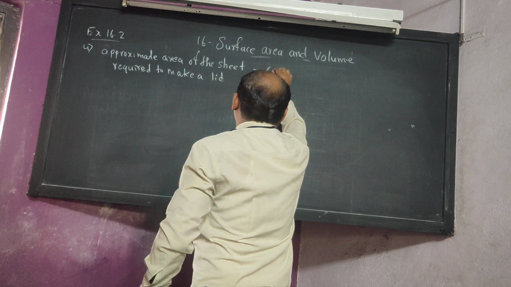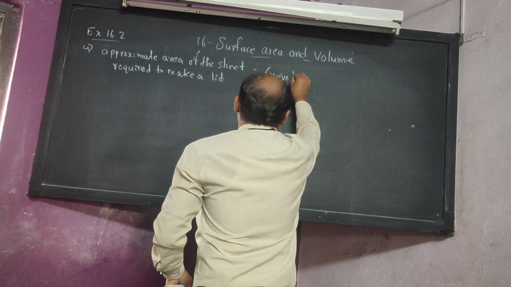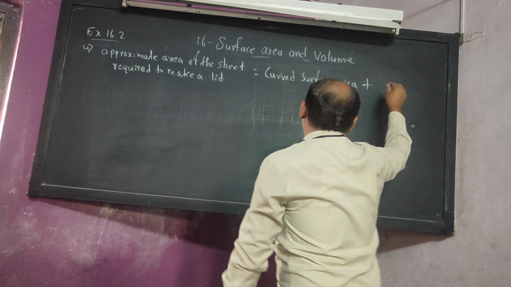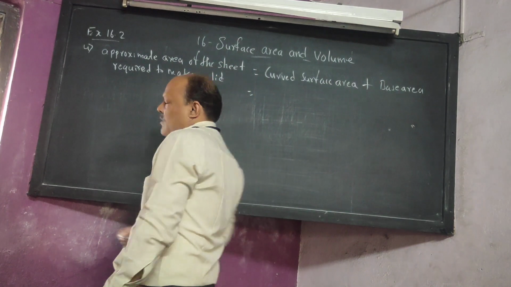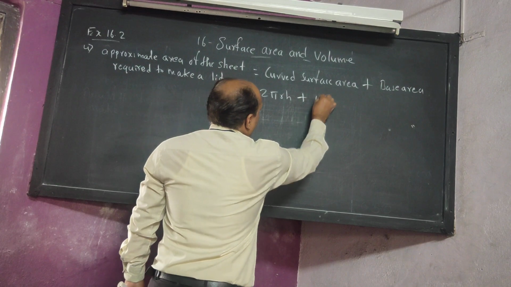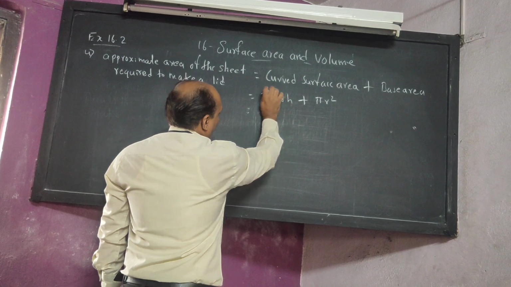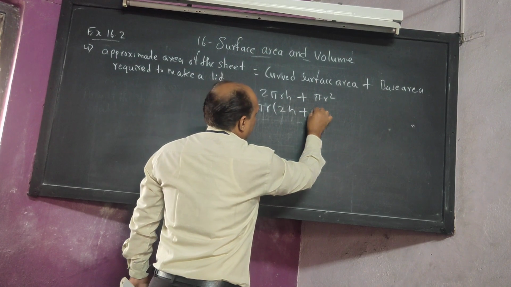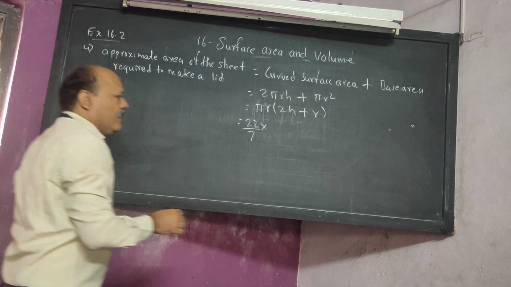In this also curved surface area plus base area. That means curved surface area formula is what? 2 pi rh and the base area is pi r square. What we can take out common? We can take out pi r common. What will be left? 2h plus r. Pi value 22/7. The radius is same what we have taken for the cylindrical container.